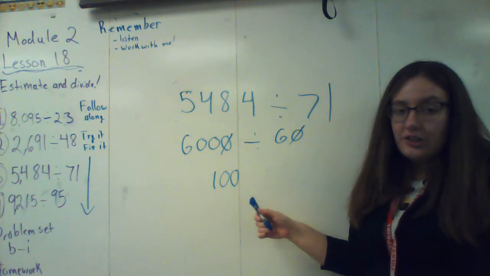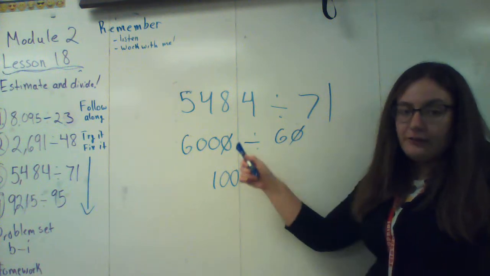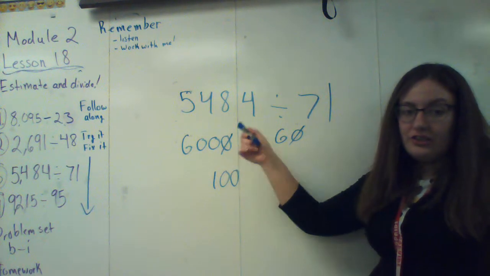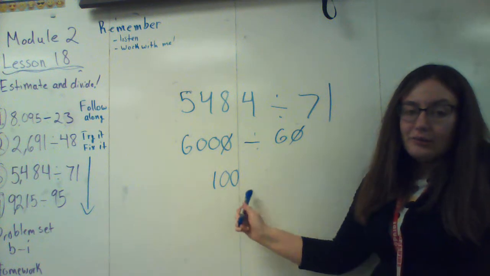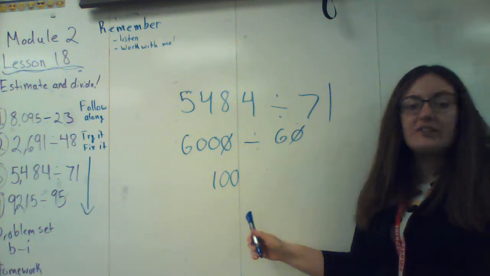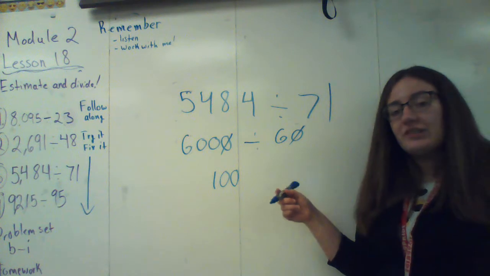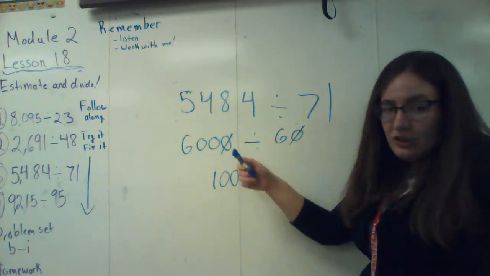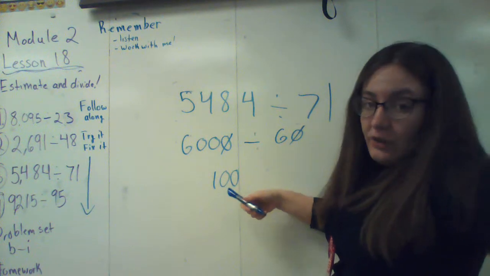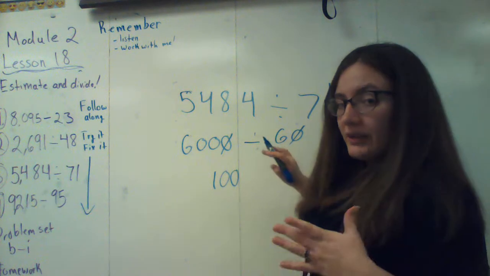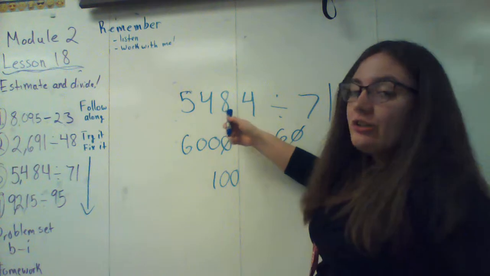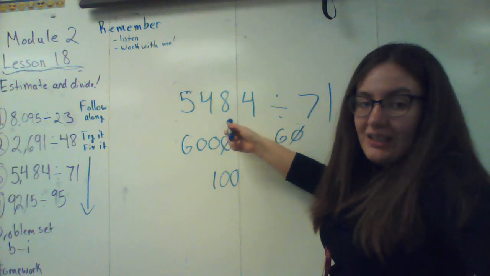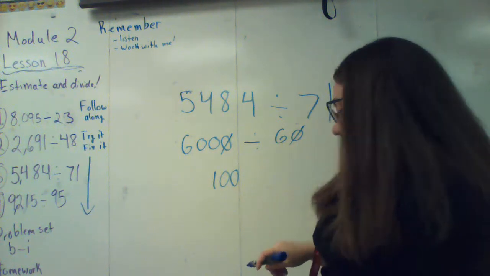And this is what I mean about your estimates being kind of far away. The farther you get from the number that you're originally rounding, the farther away your actual answer is going to be. So while 100 is still pretty close to 80, it's still pretty far off. And if you were to use an estimate like this for an actual division problem, you might get a little bit confused. So try to keep your estimates as close to the actual number as possible.